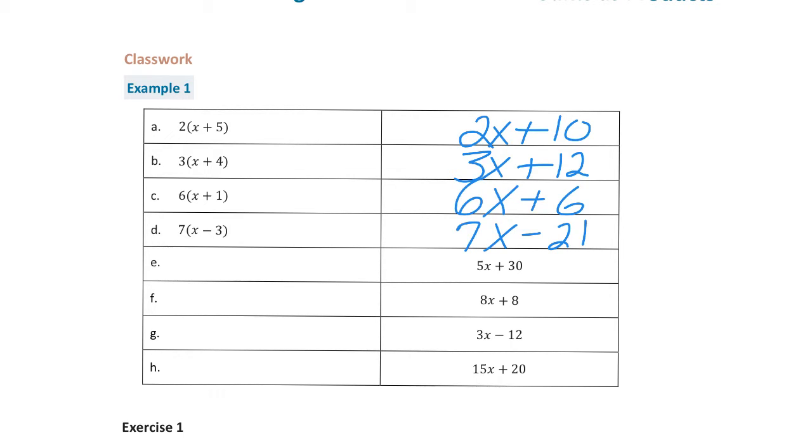Now, on E through H, we're working backwards. So we're looking for what can go into both of those. I have to think to myself, what can go into both 5x and 30? Some of you are going to go right off the bat and know that it's a 5.